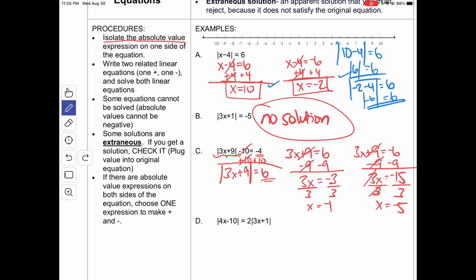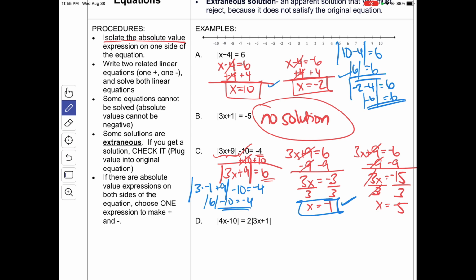So let's plug our original values back into the equation to check them out. |3x + 9| - 10 = -4, and that should all be in absolute value symbols. When you plug that in to check it out, 3 times -1 is -3, plus 9 is 6. And 6 minus 10 is -4. So this value of x checks out.